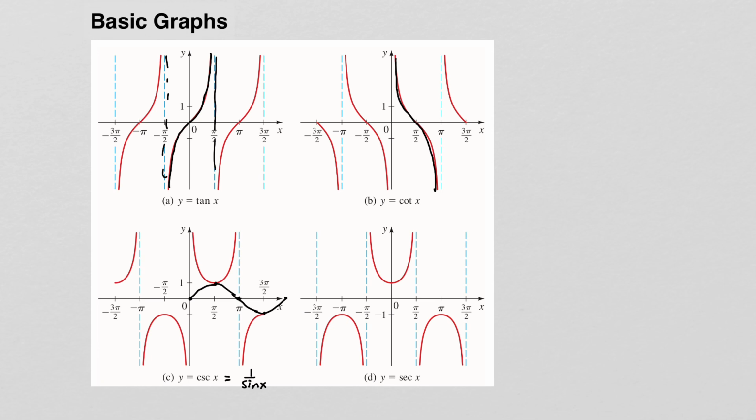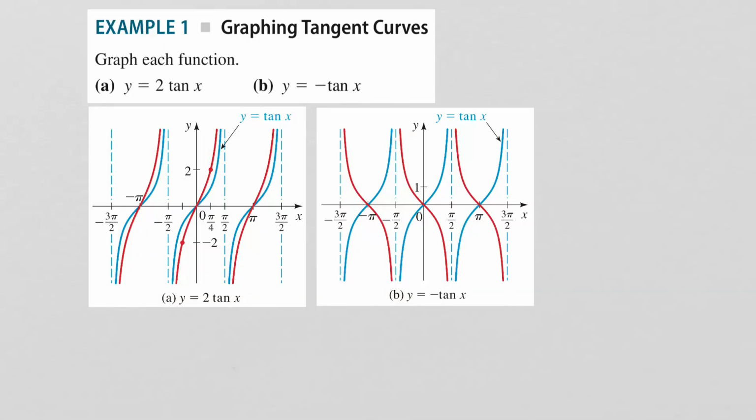And of course, for secant, which is equal to 1 divided by cosine, the easiest way to graph this, of course, is to sketch the graph of cosine. And then you'll see that the behavior of this graph in relation to the cosine graph is exactly the same as the behavior of the cosecant function in relation to the sine graph.